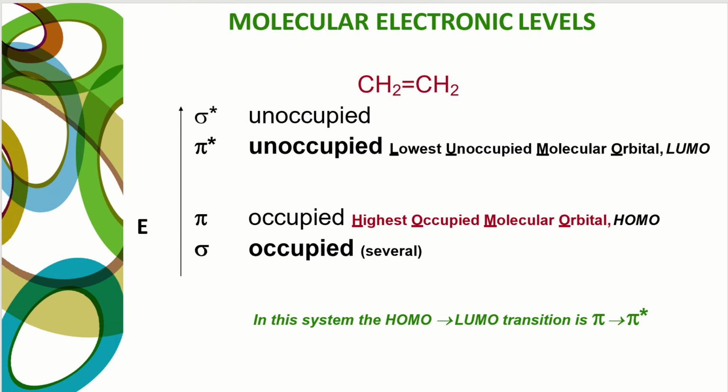All right, so looking here at another molecule, and we don't have to draw this one out because we can clearly see that we have a double bond here and we have some single bonds, right? So in this case, our HOMO is definitely the electrons in our pi bond here, right? Because that would be our highest occupied molecular orbital. And so in this system, the HOMO to LUMO transition is pi to pi star.